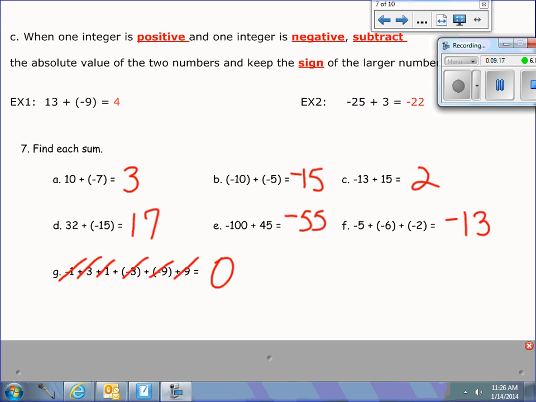Look down at G. Notice as we were adding, instead of having to add them from left to right, we noticed that some canceled each other. For example, negative 1 plus 1 equals 0. Then we had a positive 3, and if we added that to negative 3, that would have been 0. Then we had a negative 9 plus a positive 9, that equals 0.